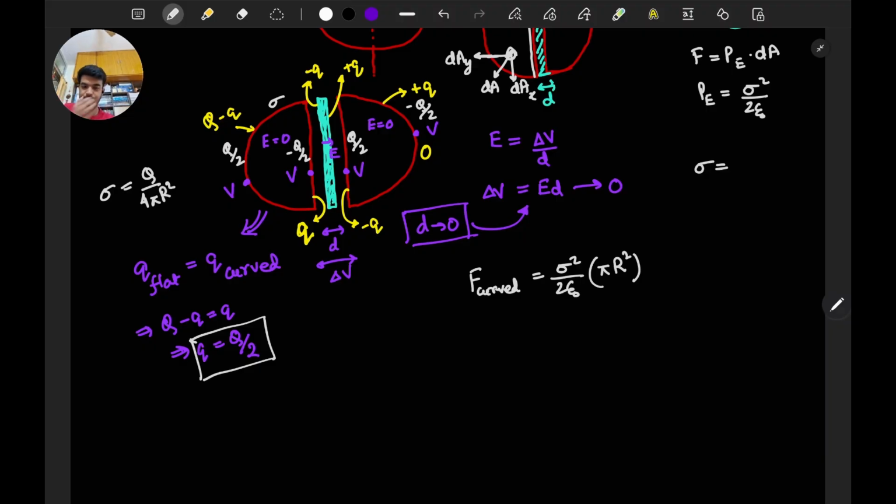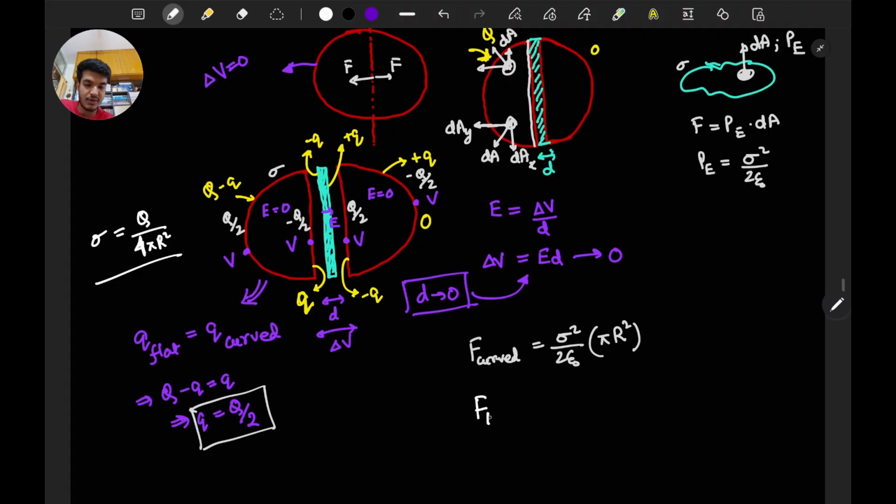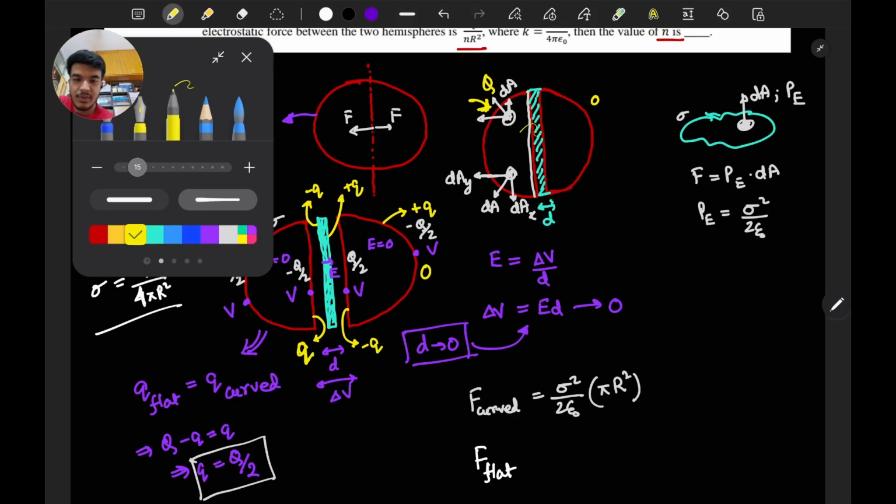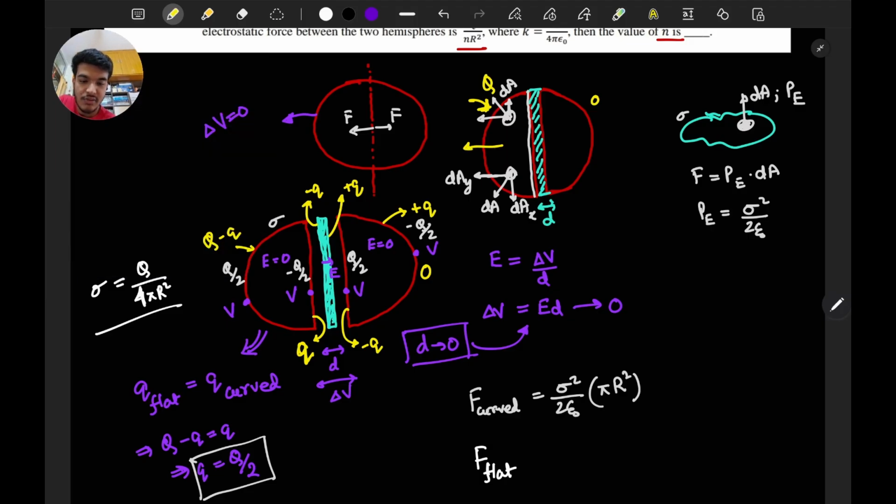Am I right? Now for the flat surface, there will also be a force. But now my flat surface, as I told you before, due to the charge distribution and the very small d, is basically acting like capacitor plates. So the force here, if this has a repulsive force like this, which is F curved, the force of the flat surface, since it is minus q by 2 and this is plus q by 2, would be an attractive force in this direction.